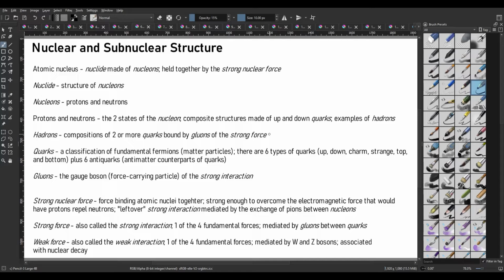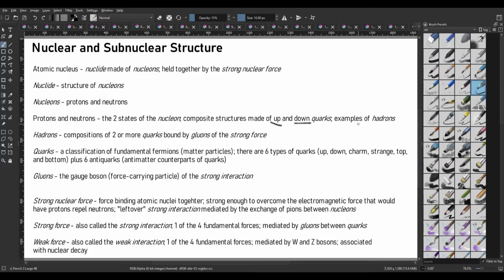So let's look at this second part here. We learned that protons and neutrons, just like a second ago, are the two states of the nucleon. And protons and neutrons are in fact made of other smaller, more fundamental particles called quarks. They're made of up and down quarks, protons and neutrons are.